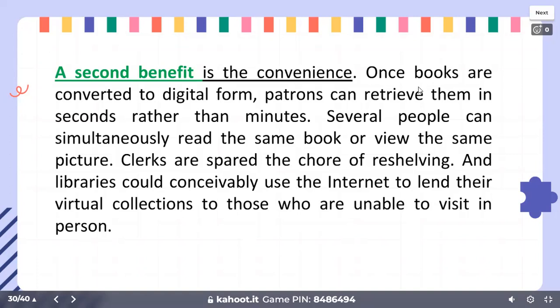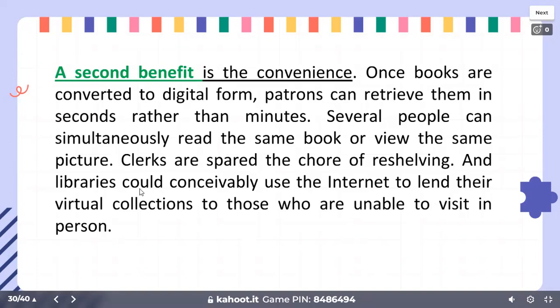This is to link. Okay, see, here we have one. It's the advantage of time. Okay, it is time saving. Number two, the advantage that they can read the same book at the same time. Number three, the staff will not be reshelving books.